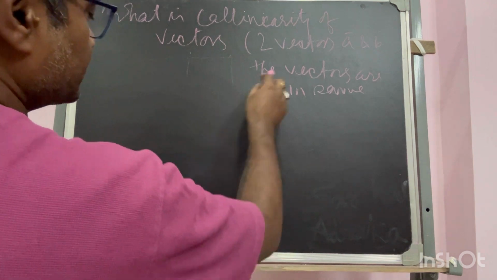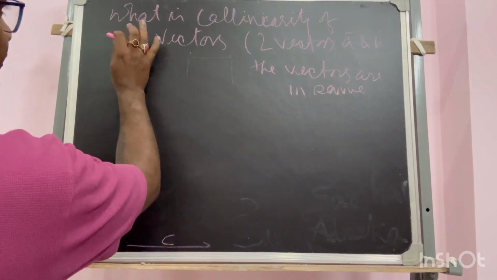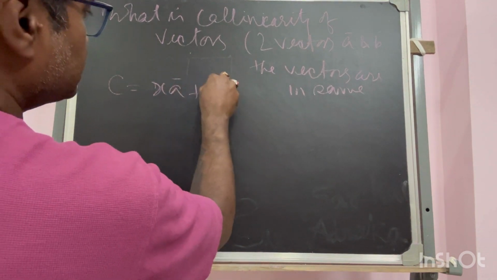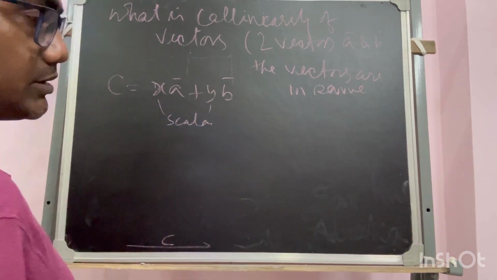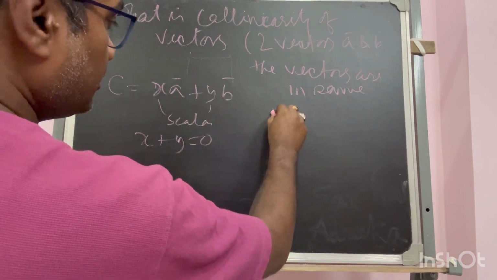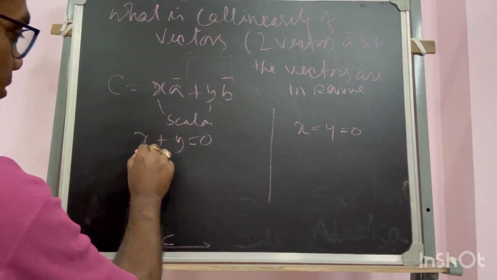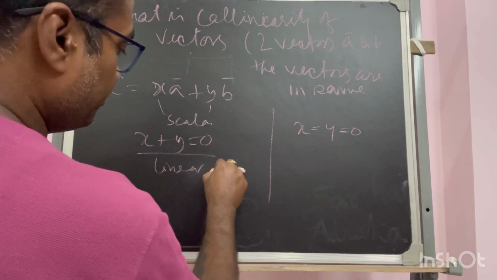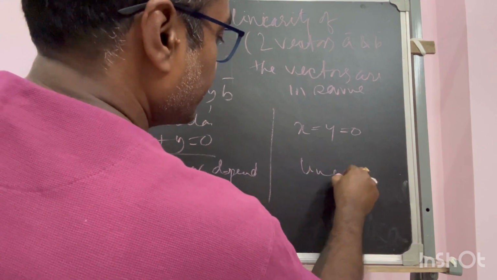Now the conditions: the first condition, if the ratios are the same, then it will be collinear, otherwise non-collinear. If it is collinear, then any other vector on the plane can be represented by these vectors involving scalars. This is another condition where x plus y must be 0 for collinearity and x equals y equals 0 for non-collinearity. This condition is said to be linearly dependent, and this condition is called linearly independent.